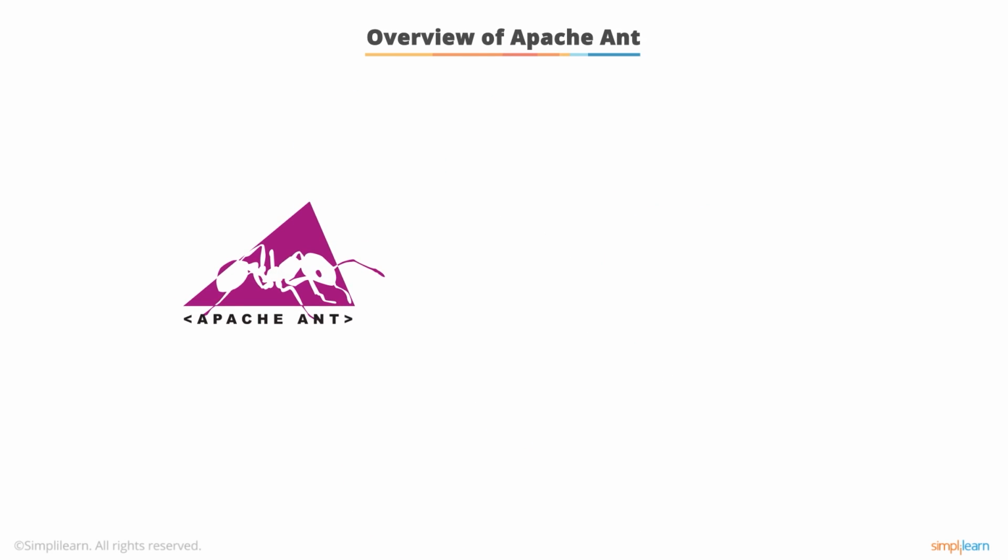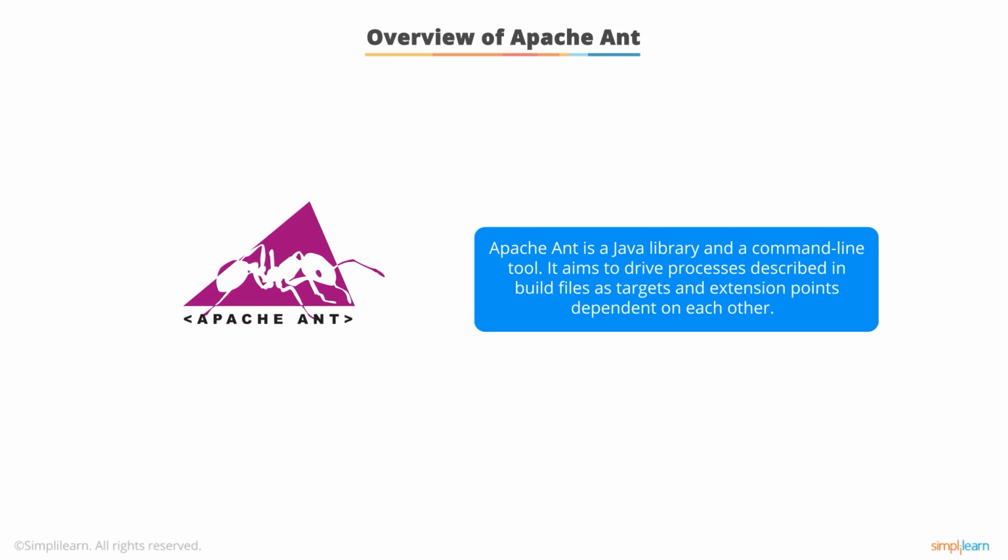An overview of Apache Ant. Apache Ant is a Java library and command line tool. Its aim is to provide processes described in build files as targets and extension points dependent on each other.